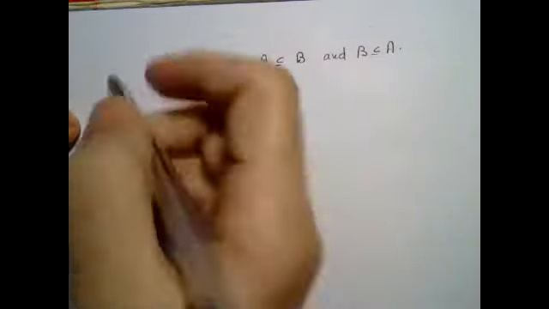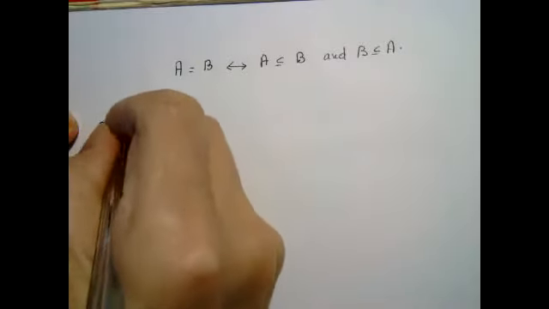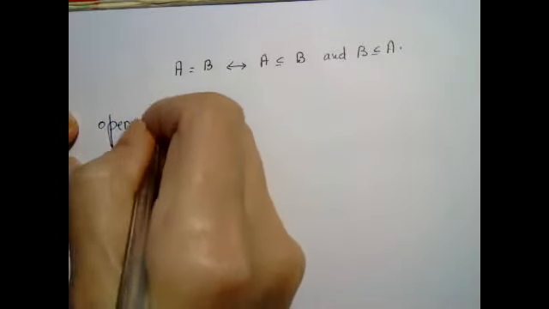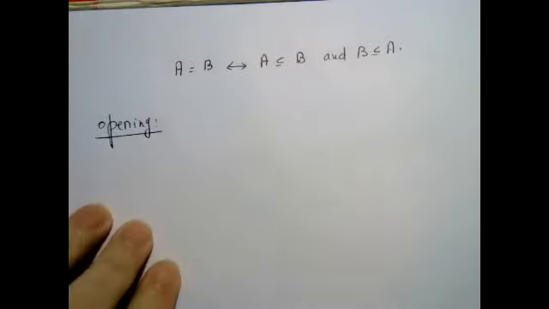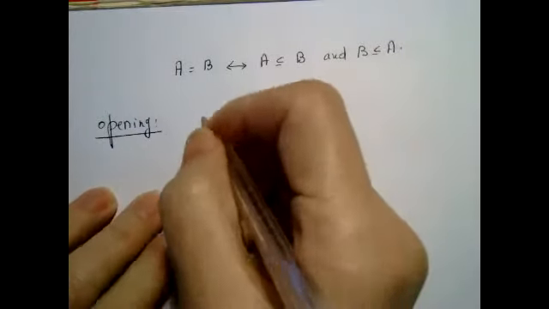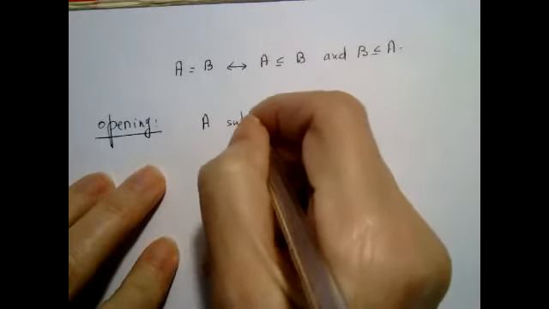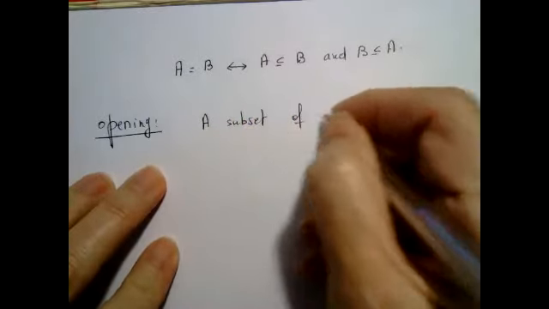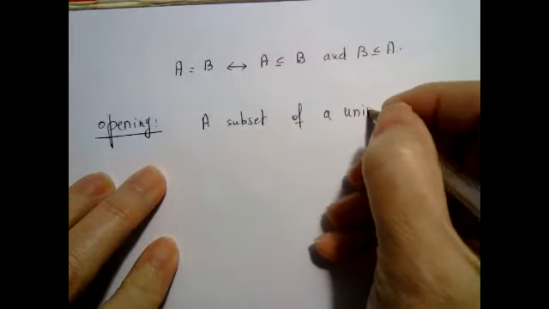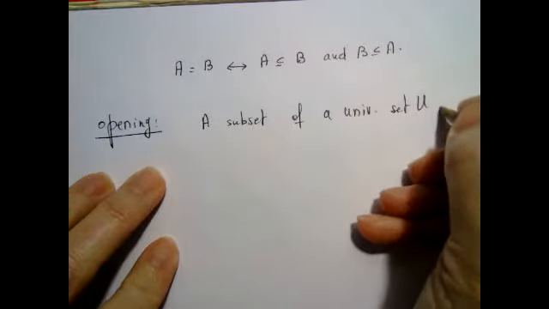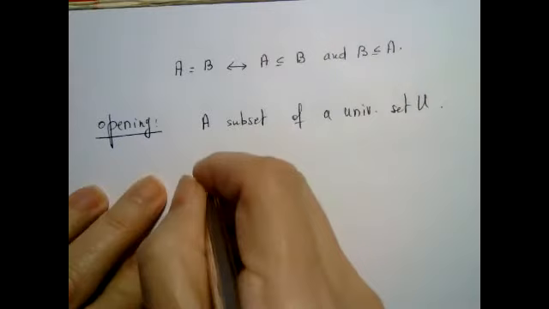Okay, as an opening, before we go back to the properties I started last time, I want you to prove a simple fact. So suppose A is a subset of a universal set U, and I want to prove a very intuitive fact.